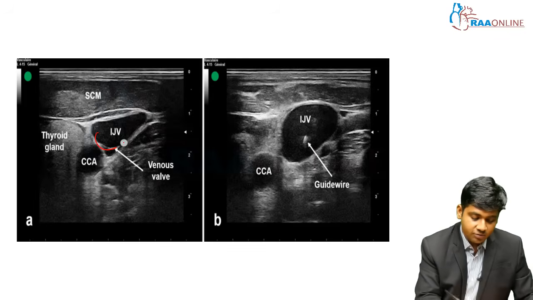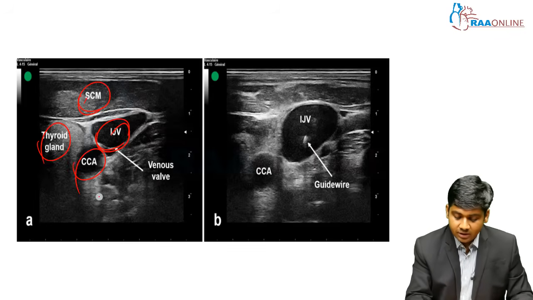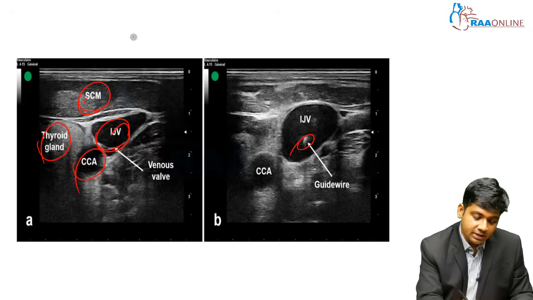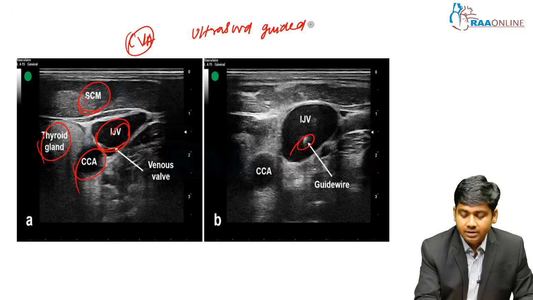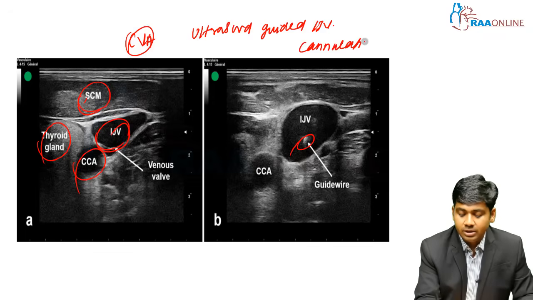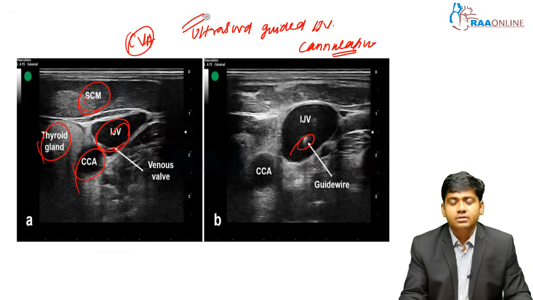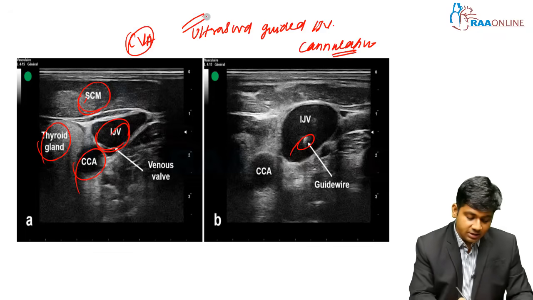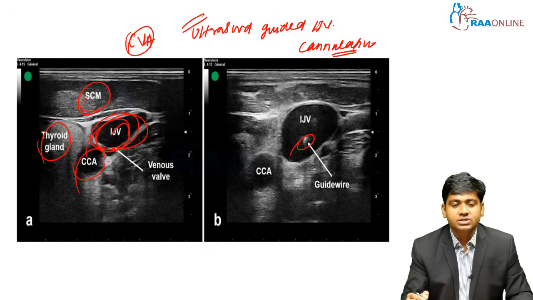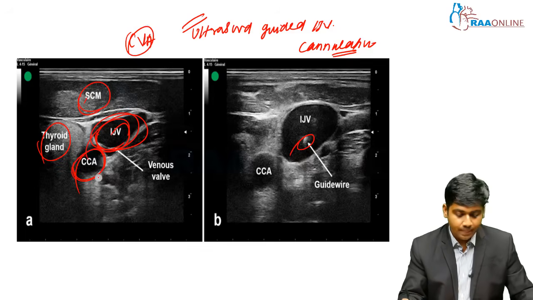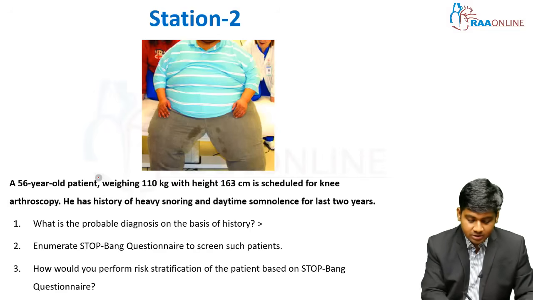So you can see here, this is the IJV, this is the sternocleidomastoid, this is the thyroid gland, and this is the common carotid artery. So here you can see the guide wire. It is used for central venous access or ultrasound guided IJV cannulation. Fine. So it is a vascular ultrasound. Here you can clearly see this is the IJV because it is collapsible, and below there is a pulsatile, rounded structure known as the common carotid artery. Okay, coming to the other stations.